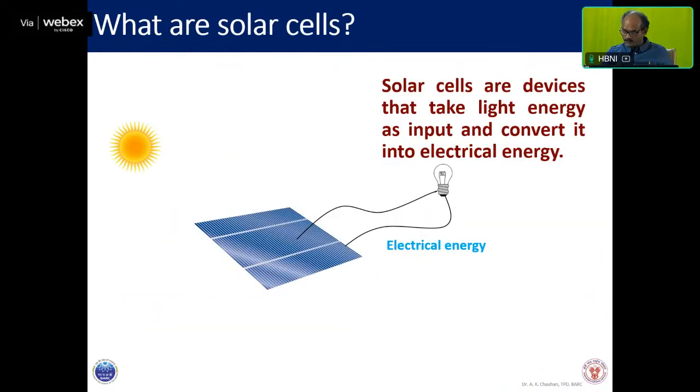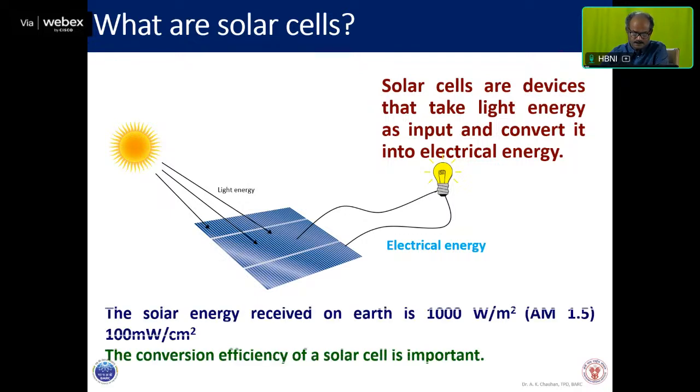So then what to do with this radiation? So we have solar cells. What are solar cells? Solar cells are those devices that take light energy as input and convert it into electrical energy. So when the light falls on a solar cell, it converts it into electricity, electrical energy.